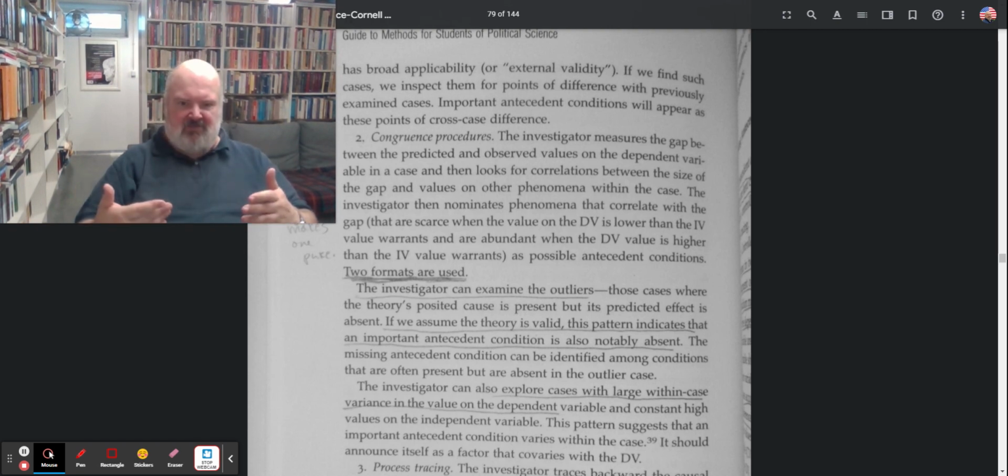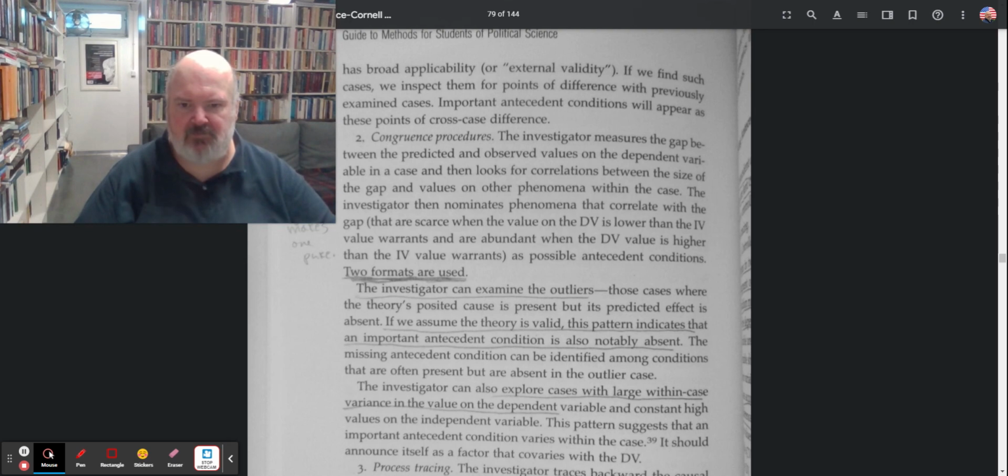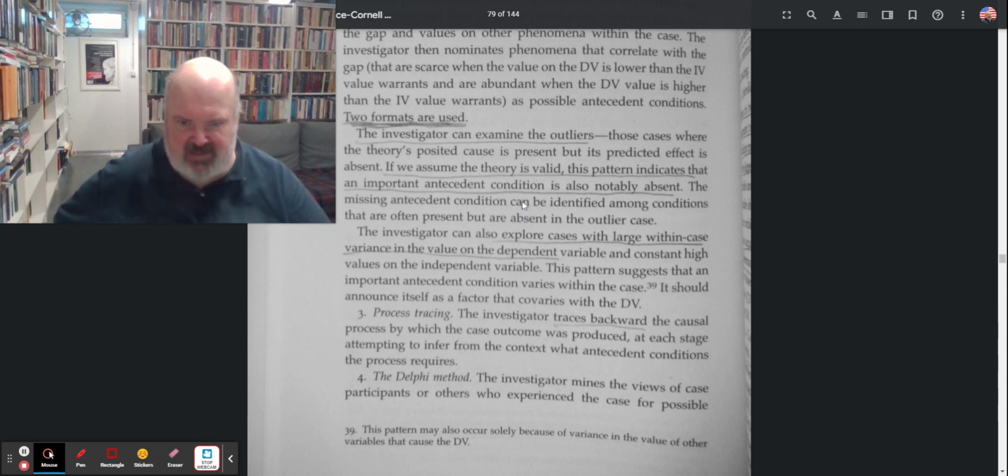Now, this one situation, two formats I used. The investigator can examine outliers, those cases where theory posits a cause is present, but its predicted effect is absent. In other words, the cause is present, but its predicted effect is absent. If we assume that the theory is valid, this pattern indicates that an important antecedent condition is also notably absent, right? The missing antecedent condition may be identified among conditions that are often present but are absent in the outlier case.